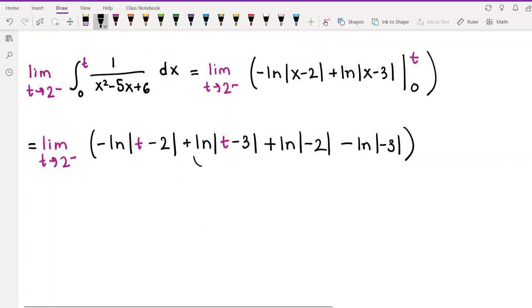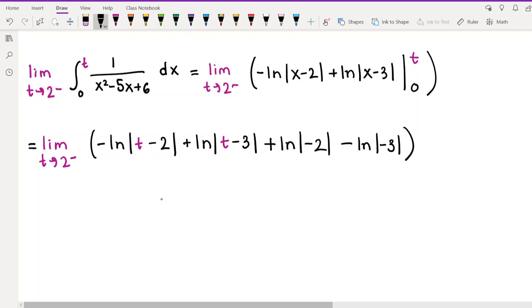Well, these ones are all going to be finite numbers, right? ln of 2, ln of 3, this one we would get ln of 1, which is 0. So these parts are all finite numbers when you plug in 2, or when you don't plug in anything. So we don't really have to worry about those, unless this one is also a finite number.